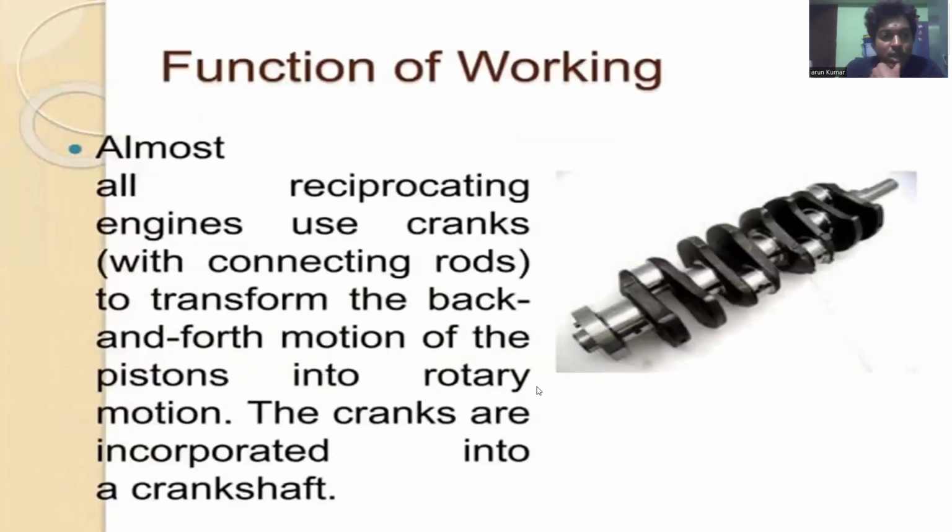In a reciprocating engine, the crank uses connecting rods to transform the back and forth motion of the piston into rotary motion. The crank is incorporated into the crankshaft.